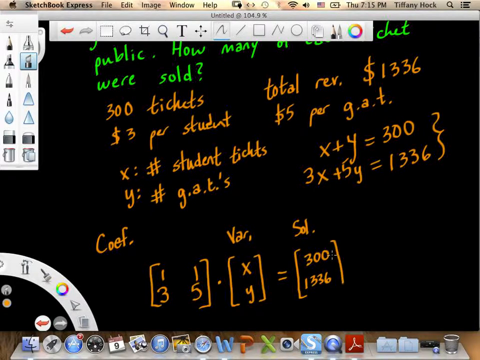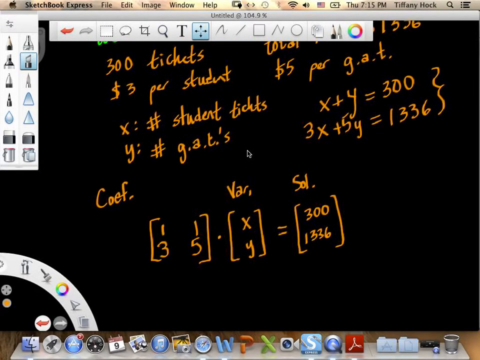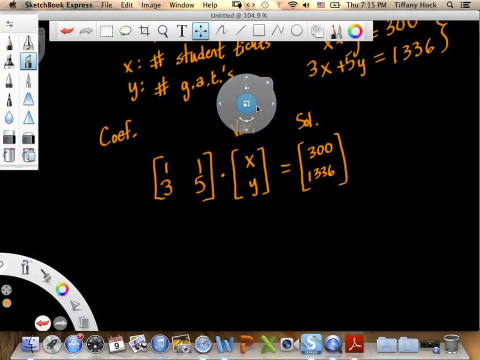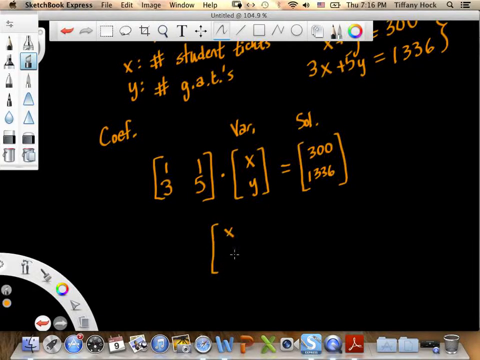So here's the matrix that we have set up. Now to solve this, I can simply go into my calculator and put this information in, because our goal is to simply get x and y by itself. So the x and y that work for this particular system are going to be the answers that I get when I take this coefficient matrix and take its inverse.